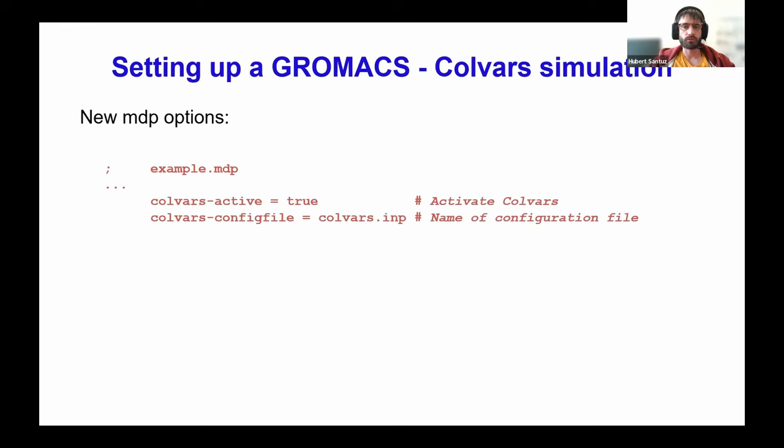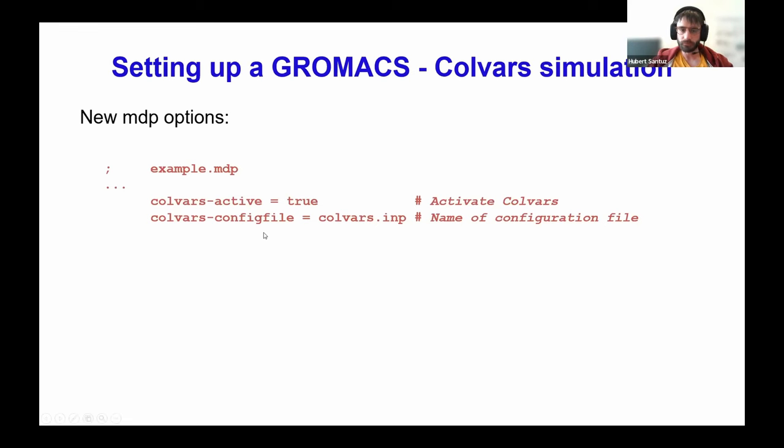It's very simple. There are two new MDP options to activate a Colvars simulation. The first one is colvars-active, which needs to be set to true to activate the Colvars simulation. And then you need to give the path to your Colvars configuration file, whose content Giacomo showed in his demonstration. To give the path of this file, it will be with the MDP option called colvars-configfile.